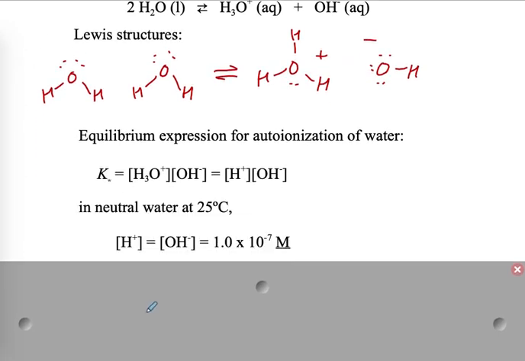We find via experiment that in neutral water at 25 degrees Celsius, the concentrations of the hydronium ion and hydroxide ion, first of all, are equal to each other, which they must be because they're produced in a 1-to-1 ratio, and they're equal to 1.0 times 10 to the negative 7th molar.